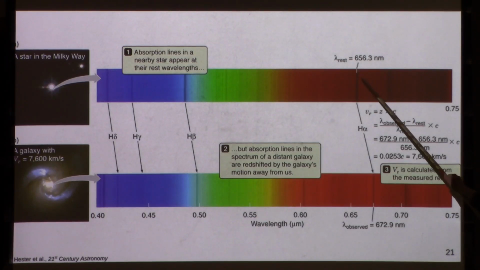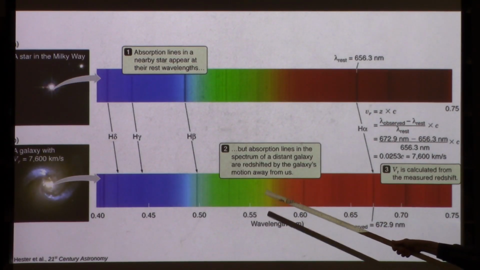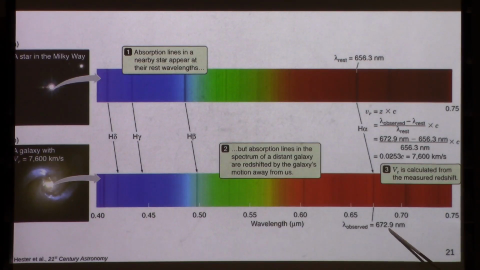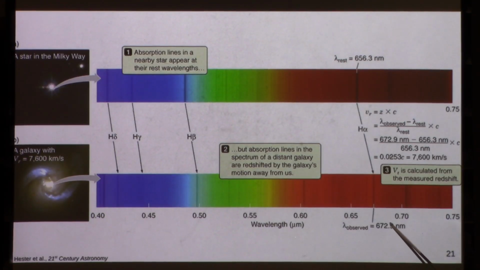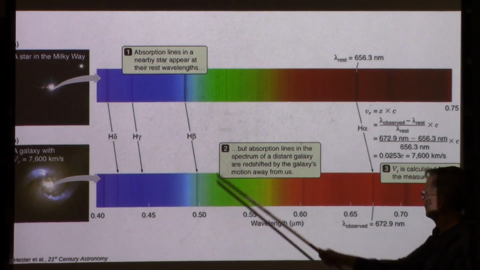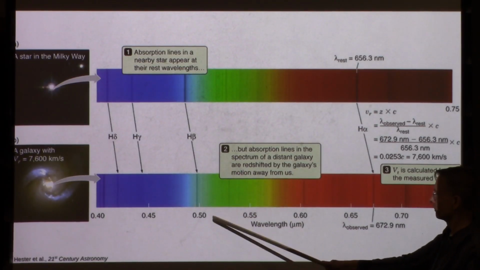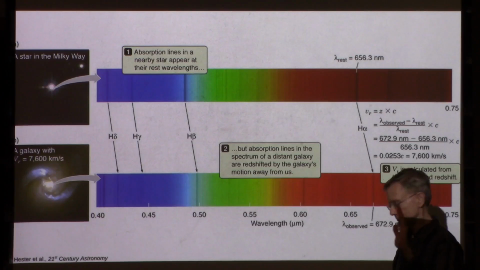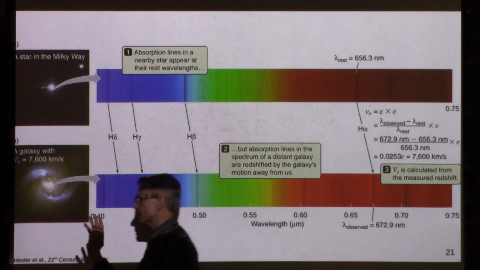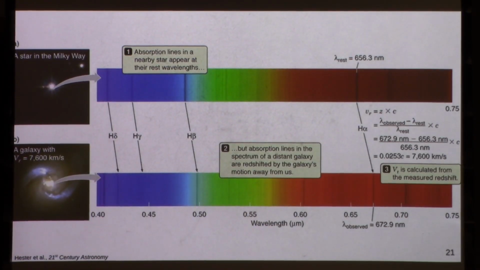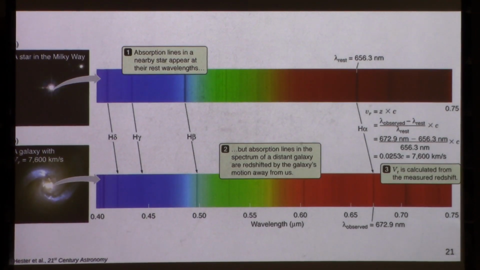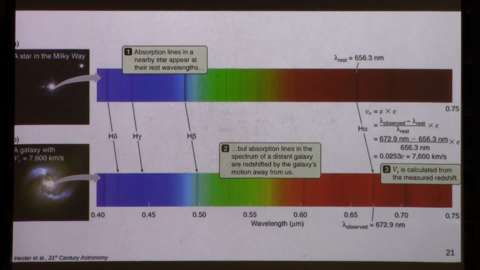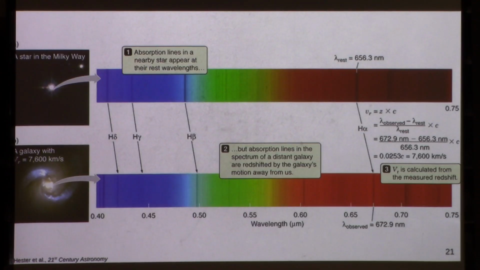Well, the rest wavelength of H alpha is 656.3 nanometers. In that galaxy, it's observed at 672.9 nanometers. H beta is at a longer wavelength, and likewise gamma and delta. The delta lambda over lambda is all consistent with that speed of 7,600 kilometers per second when we plug it into the Doppler shift formula.